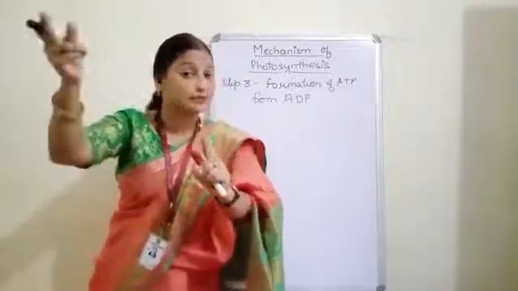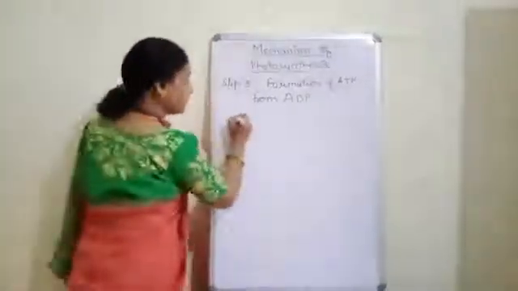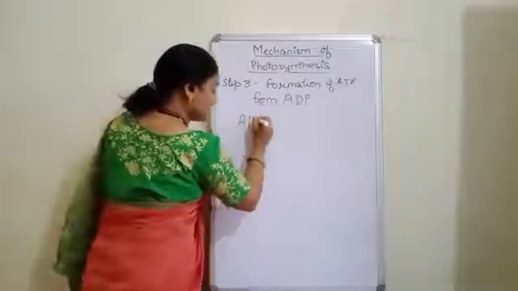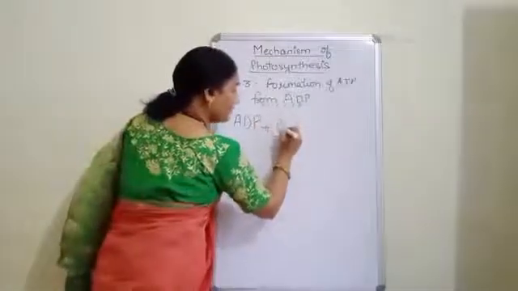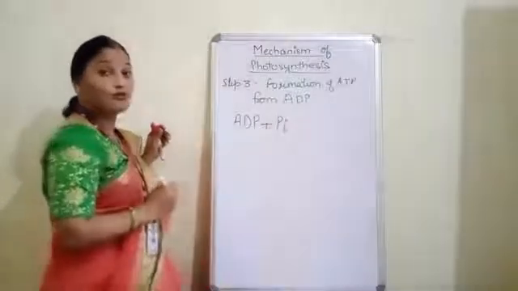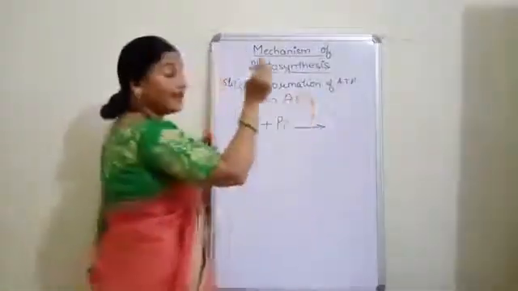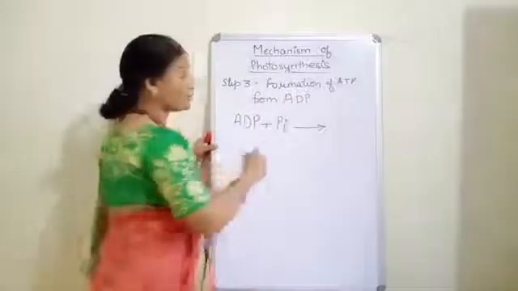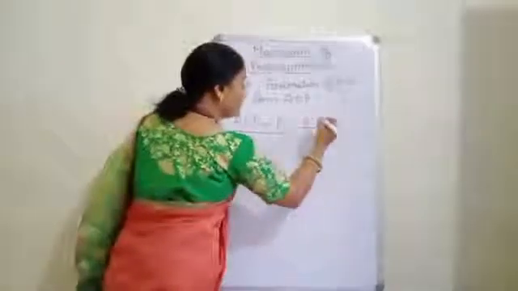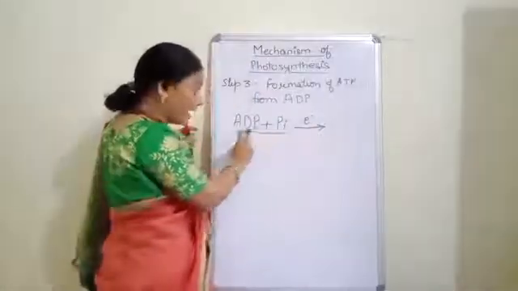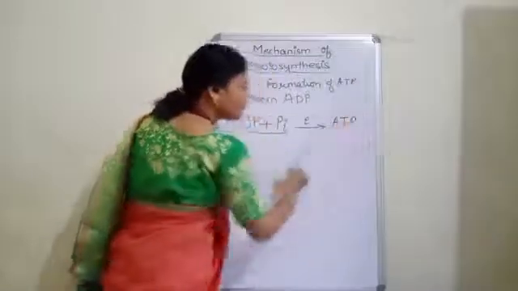ADP into ATP. Understood? See, what will be the reaction? The reaction will be adenosine diphosphate. It will take one inorganic molecule, that is one more phosphate ion, and with the help of energy released by the photolysis of water, that is in the form of electrons, this will be added. One phosphate ion will be added to the diphosphate and it will become triphosphate.